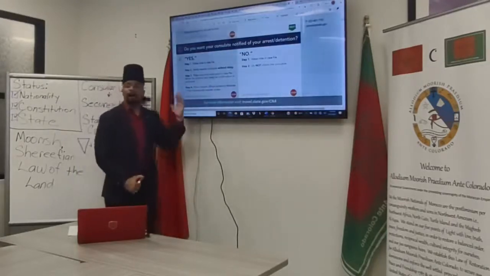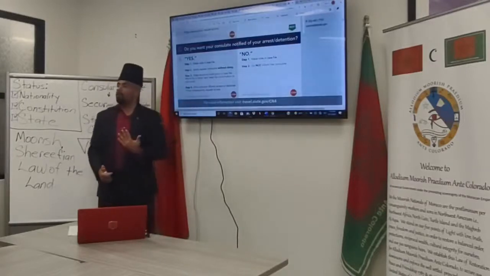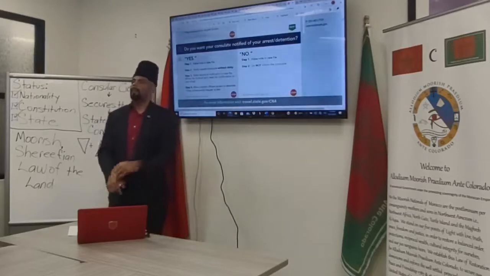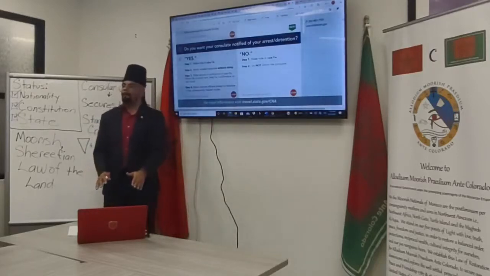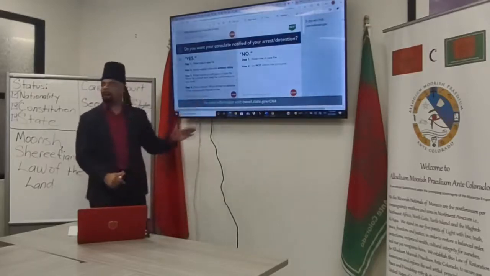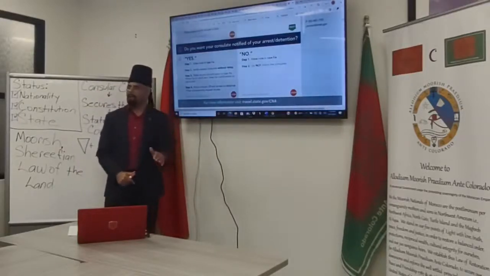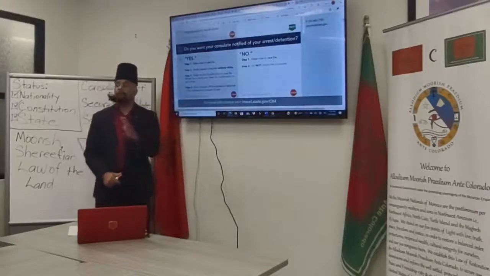These are instructions the cops must use. They're supposed to have this on their person at all times. As soon as the Moors are there, Moors National, everything is supposed to stop. Cops are supposed to follow this step by step. Sheriffs, marshals, you name it. Feds, alphabet boys are supposed to stop when you're a Moors National.